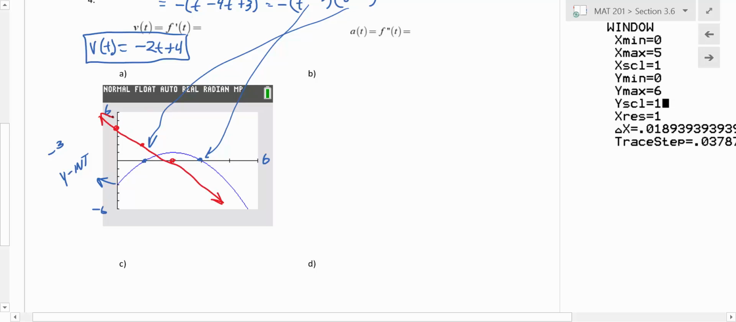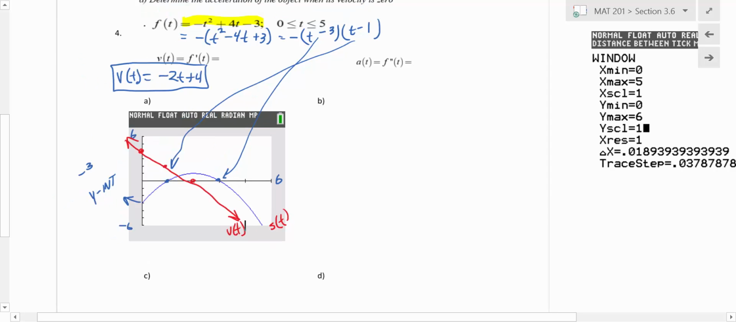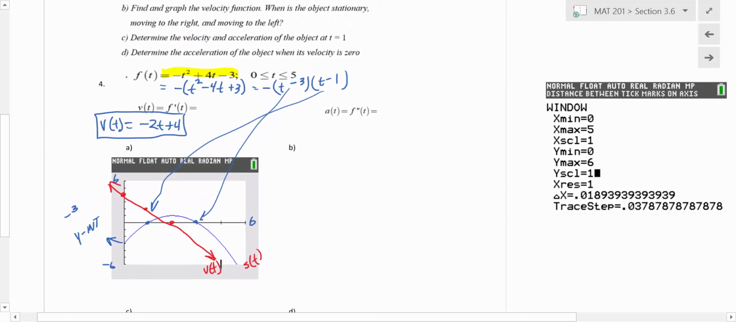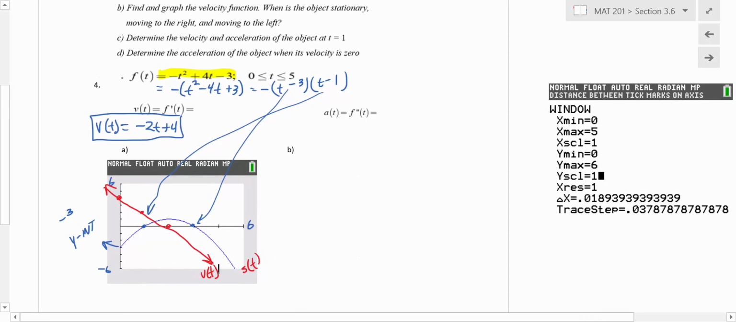So that would be the velocity. Let's label the parabola as s of t, and then the velocity is the line like that. Okay, so we got that. Okay, and then in the second part, what we want to do is we've got the graph. Now we want to do the acceleration. I want to go ahead and just do the acceleration on this too.